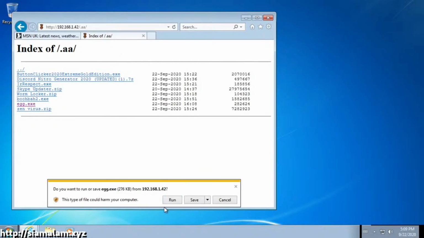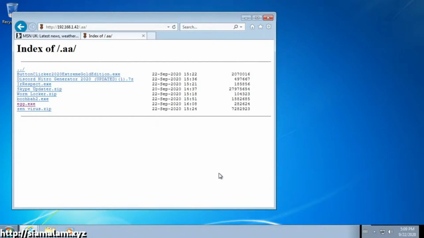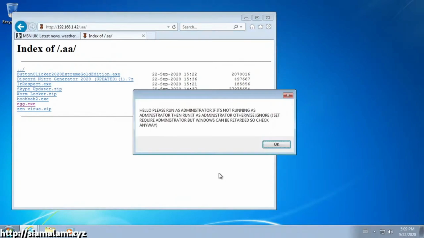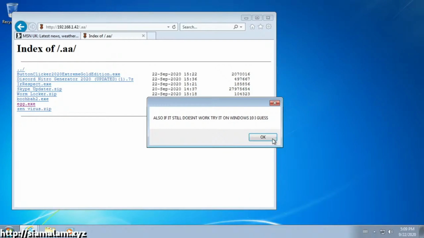Egg 2, revenge of the egg. Yeah, it's not running. Is it running as administrator? Hello, please run as administrator. Not running as administrator. I don't remember if I actually did. Ask for administrator earlier? I don't remember. Yes, you did.